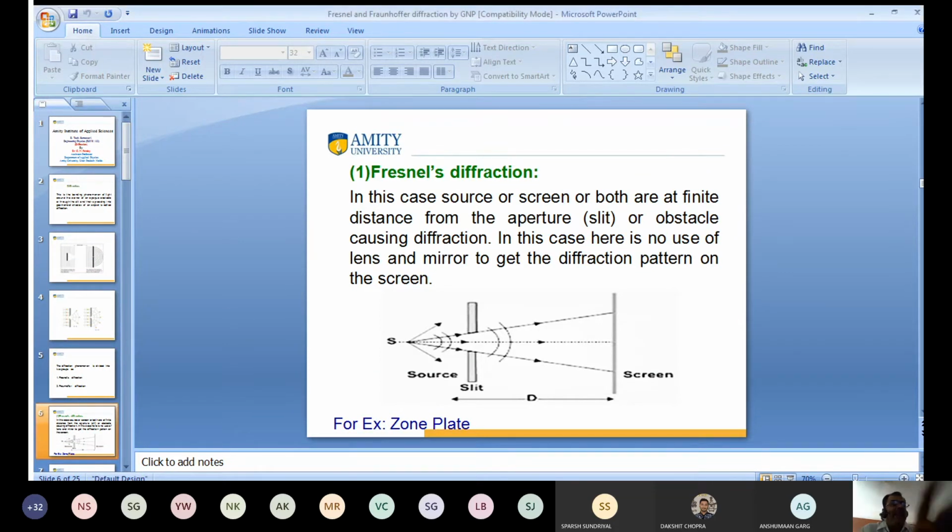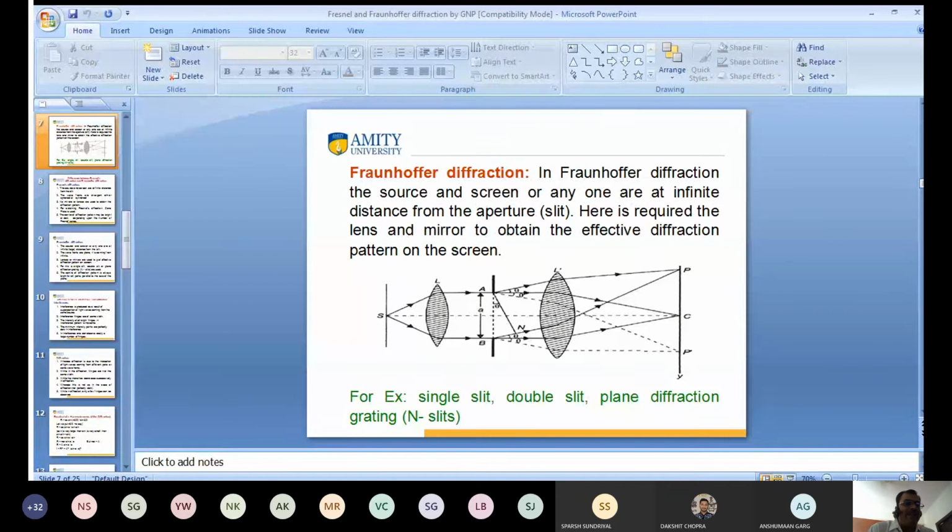Now I am talking about the second diffraction, the Fraunhofer diffraction. This is important. This is part of your syllabus. In the case of Fraunhofer diffraction, we can use lens and mirror for getting the diffraction pattern. Such a diffraction pattern is known as Fraunhofer diffraction. In Fraunhofer diffraction, source and screen are at infinite distance from the aperture, so for getting such diffraction, we have to use the mirror and lens.